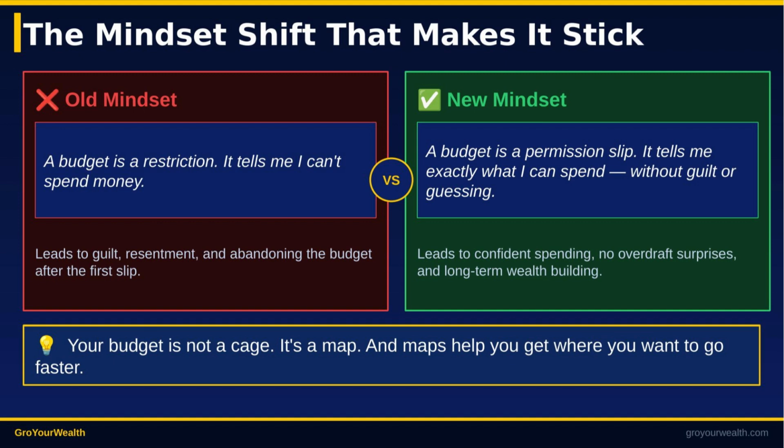Here is the mindset shift that makes budgeting work long-term. Stop thinking of your budget as a restriction. Think of it as your permission slip. When you have a budget, you know exactly how much you can spend on dinner, clothes, or a weekend away, without guilt, without guessing, and without overdraft surprises.